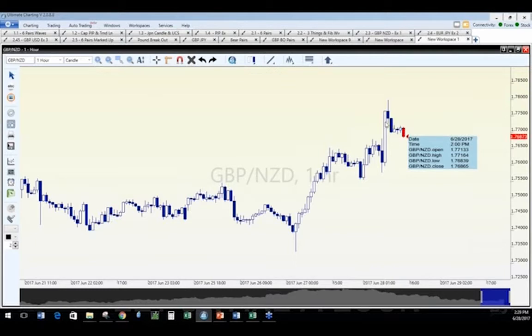Now, each one of these bars is what we call a candlestick, and you're going to notice that it has a high price at the high. Okay, let me click on this one. There's a wick right here, so this is the high price, the open, the close, and then the low.